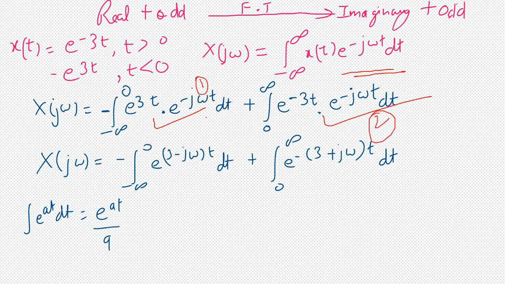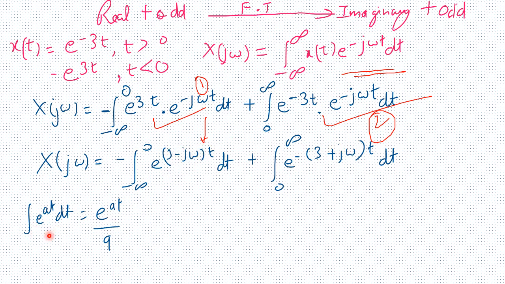So what we do now is we can write it in this form. Okay, e power (3 minus j omega) t. What I have done is I have combined both the exponentials, and after that I have got this. So for both the exponentials I have done the same thing.